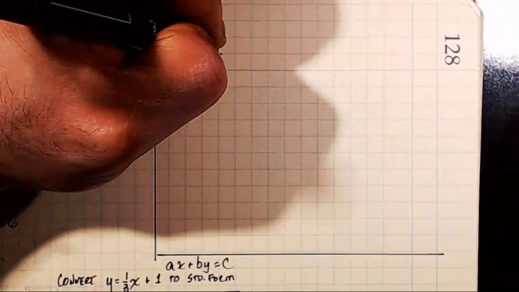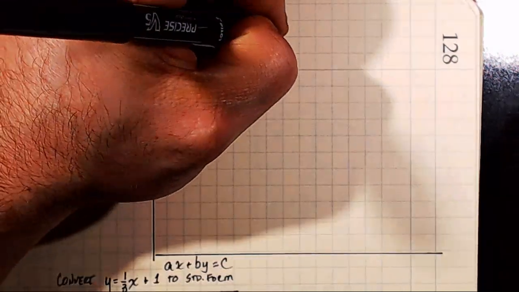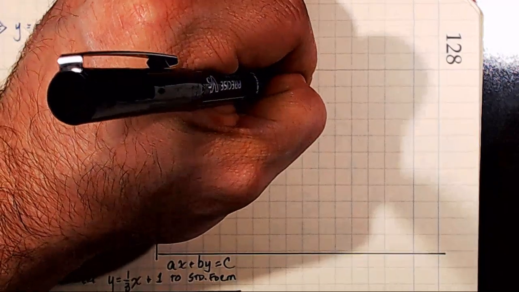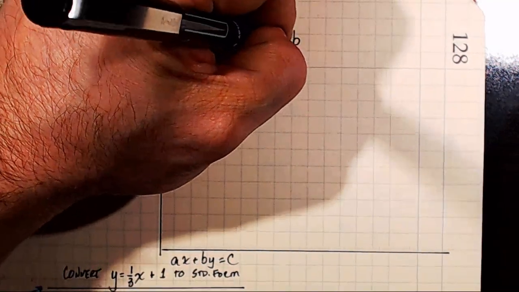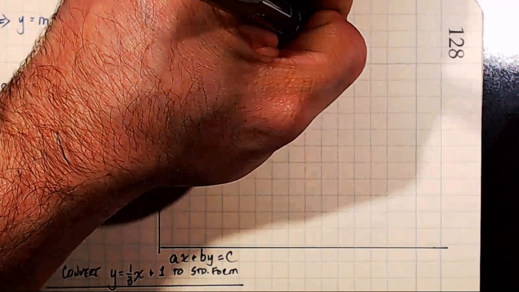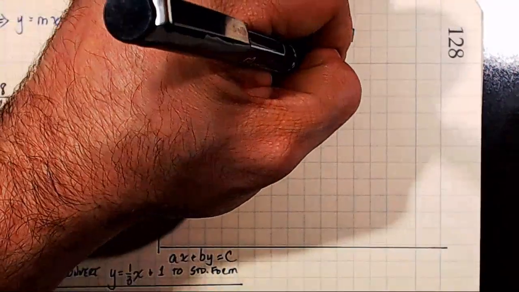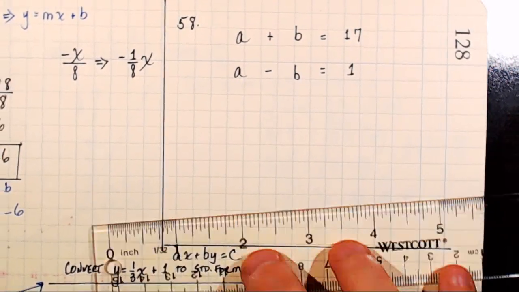And what it's saying to me is that I've got two numbers. Let's call them A and B. Okay. So we're setting up our system here, a system of equations. Their sum is 17 and their difference is 1. Okay, sum is 17, difference is 1.